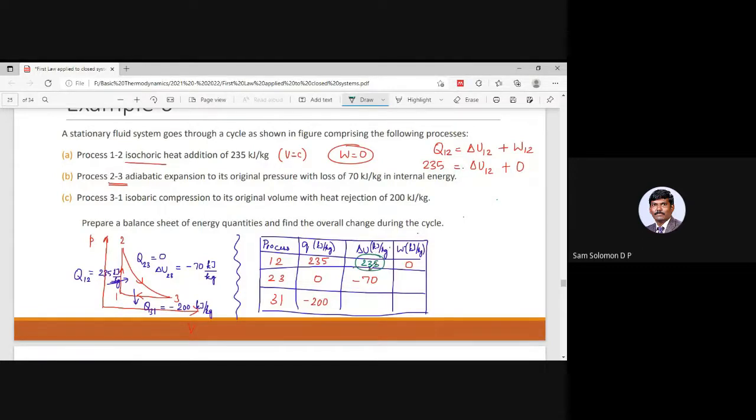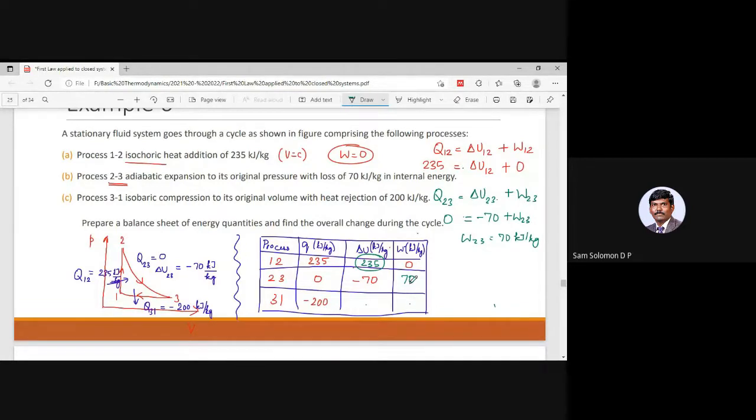So in the first process, everything is known. You can write a similar kind of thing for the second process also. Q23 is delta U23 plus W23. Q23 is 0. Delta U23 is minus 70, and W23 we have to find. So W23 is 70 kilojoule per kilogram. So this guy is 70. And now we have to find out what is delta U and what is W.